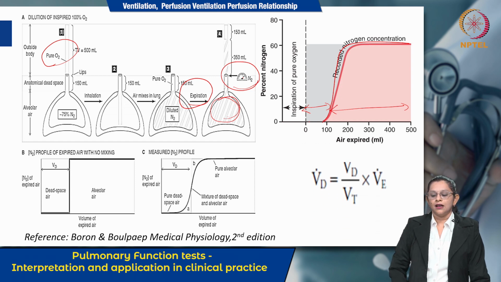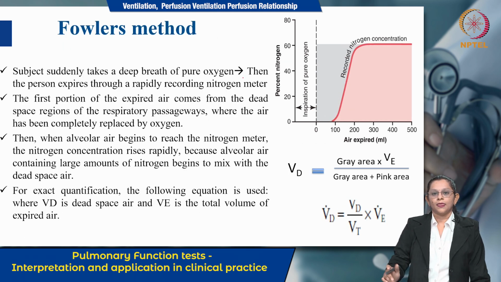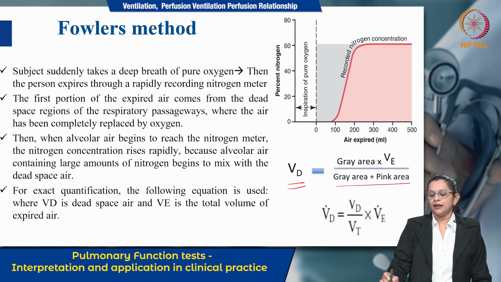Based on this, we derive a formula. The dead space Vd will be equal to the gray area, which is the area which has pure oxygen, into the pulmonary ventilation divided by gray area and the pink area. The gray area and the pink area is the total volume of expired air, which is also calculated as the tidal volume.